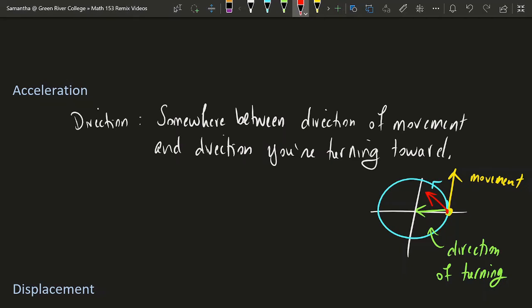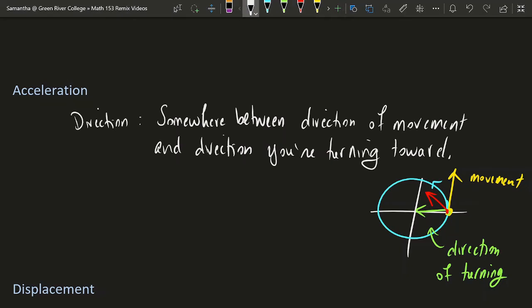Now, where exactly between the direction of movement and the direction of turning does the acceleration vector lie? Well, it's different depending on what exact scenario you're working in. And we're going to go into that in more detail when we get to our video on tangential and normal components of acceleration. That's what's going to tell you how far this acceleration vector is angled toward the yellow vector versus this green vector.